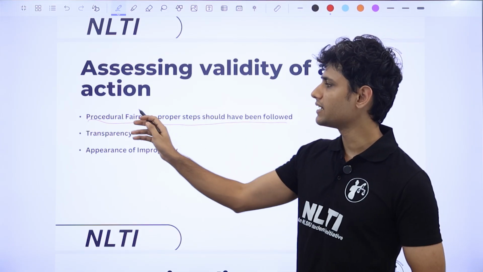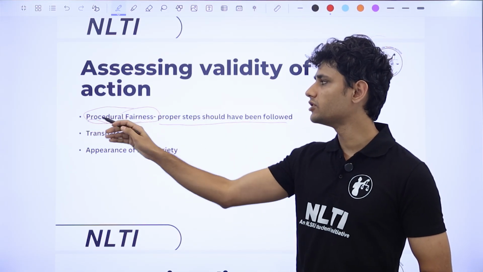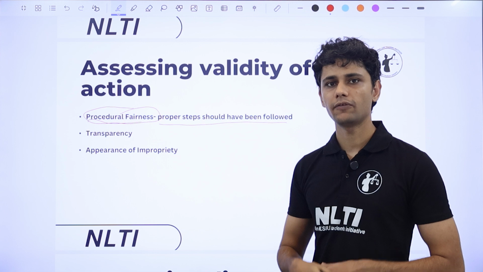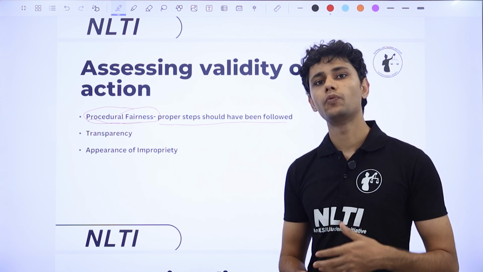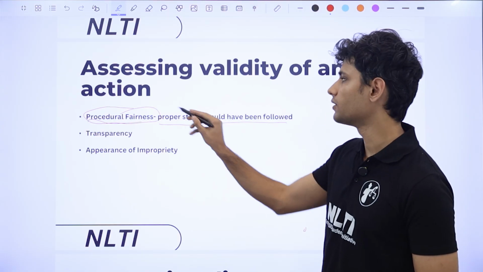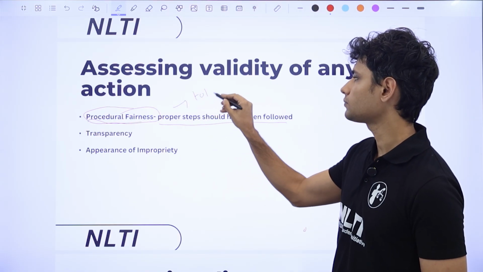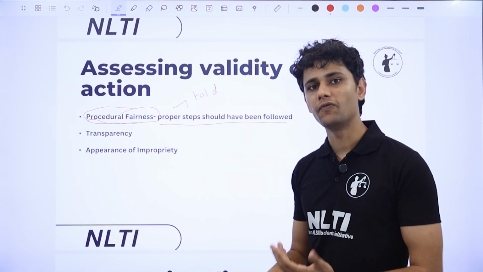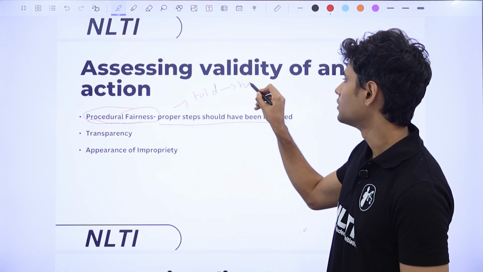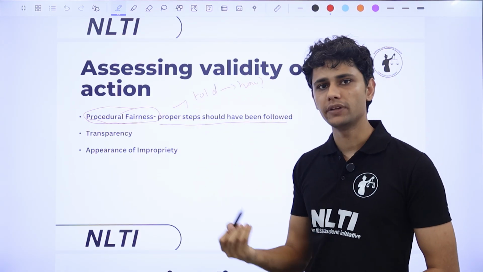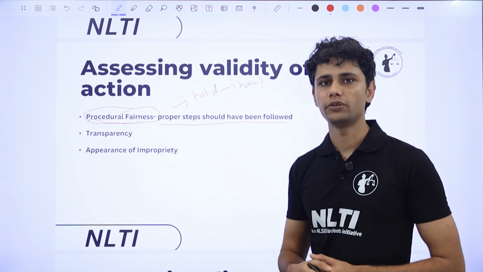The first thing you will look at is whether or not the action was procedurally fair. And what will you look at in that? First, was proper procedure followed? Was the teacher informed as to why they are being suspended? They should first be told what is happening to them and why it is happening to them. Told how, though? There should be a proper mechanism to inform them. So maybe a notice should be sent to them.